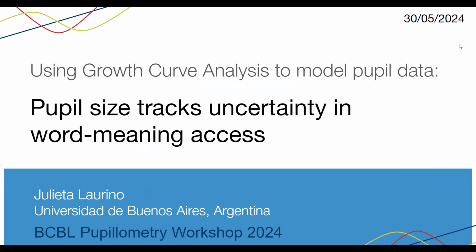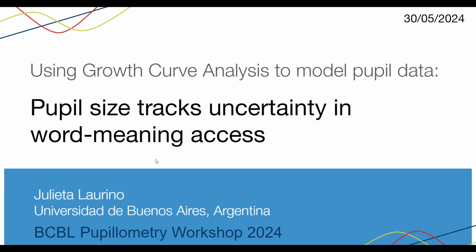So the idea of today's practical example is to guide you step by step through the process of using growth curve analysis to model pupil data. To do that, I'm going to use my own data from my PhD project. I'm going to show you how I analyzed my data step by step using growth curve analysis. The project title is Pupil Size Tracks Uncertainty in Word Meaning Access.